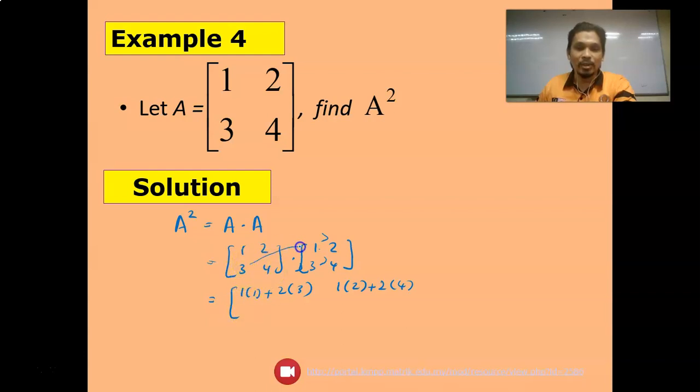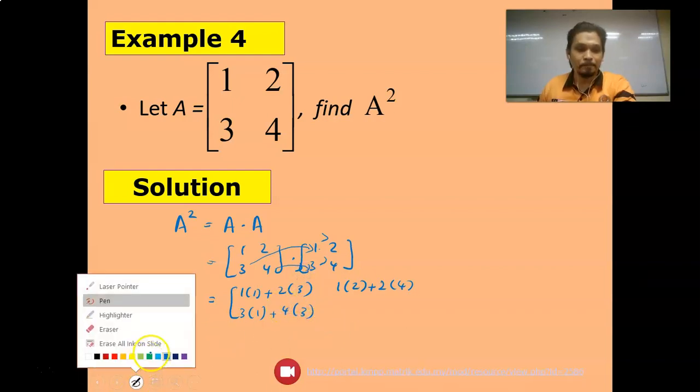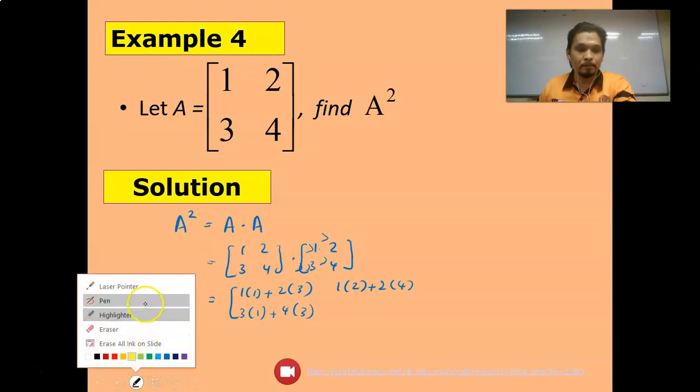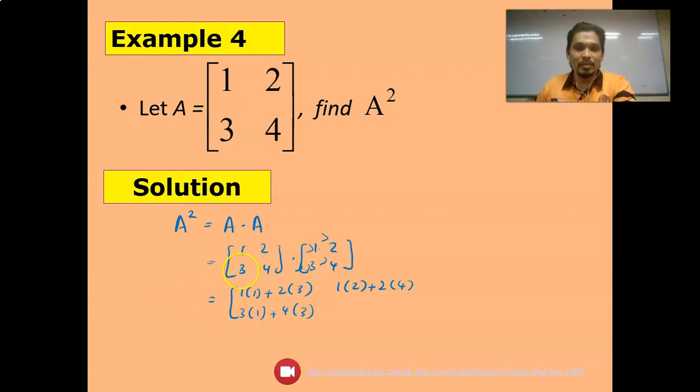Okay, so 3 times 1 plus 4 times 3. Okay, then element in row 2, 3 and 4 multiplied with element in column 2, 2 and 4. So 3 times 2 plus 4 times 4. There you go.